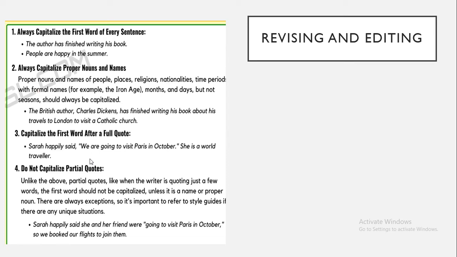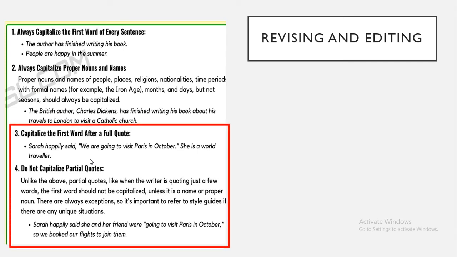Here, "going to visit Paris in October" is in quotations, but you know that "going to visit Paris in October" is not a complete sentence. So you're not going to capitalize the G in going. Let's practice that just so you can see what that looks like. You're going to correct the capitalization in each sentence that I show you right now.